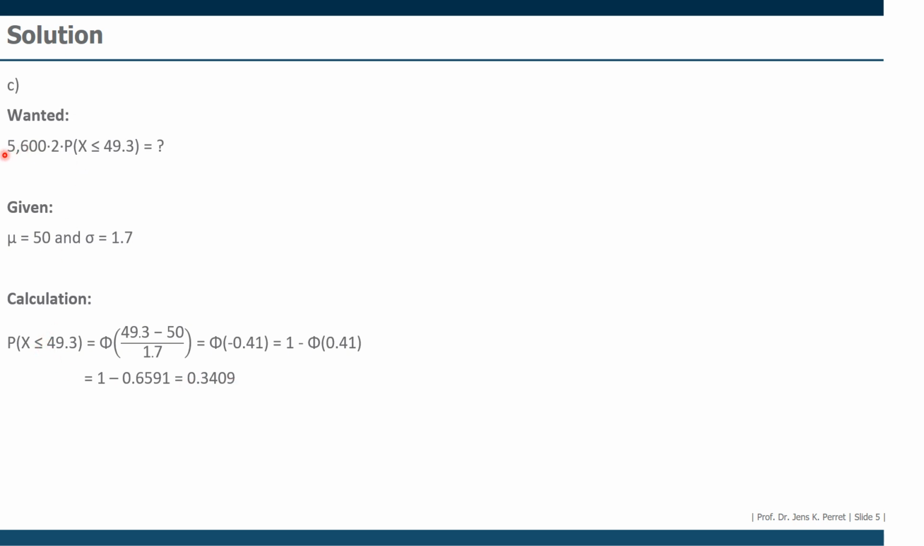However, as we see here, I have to multiply this probability with 2. That's still from the simplification, and with the 5,600 neckties produced, I'm going to do this. I get as a final result 3,818.08. So we could say roughly 3,818 neckties fall within this criterion.